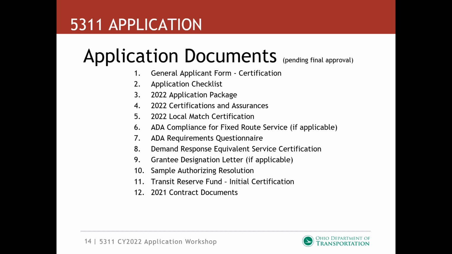All right, so this is a list of the documents that are going to be in the application process in Black Cat this year for the 2022 grant program. Not necessarily required, but part of the process. We have the general applicant form, which is going to be new. I'll go through that in a minute. The application checklist, package, the certifications and assurances, local match certification. And you can read the rest of those there. I'm going to go through each of those with a little more information in the coming slides.